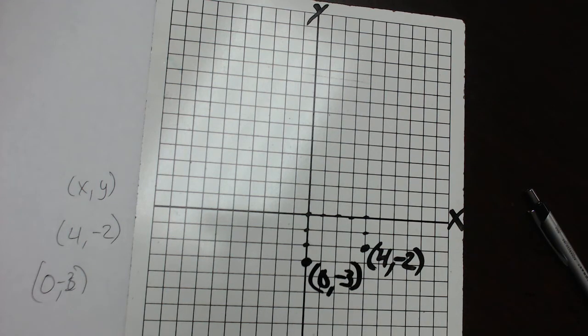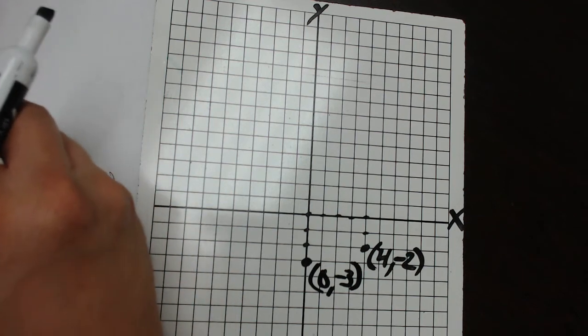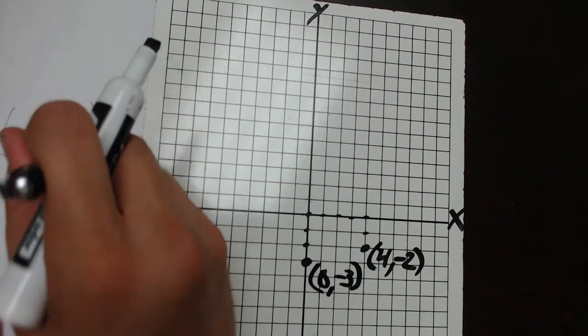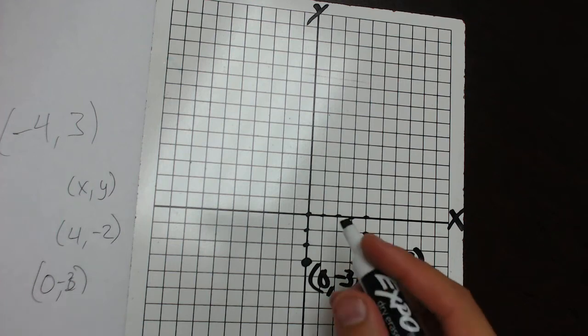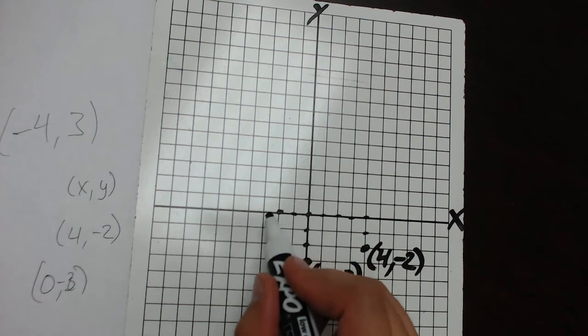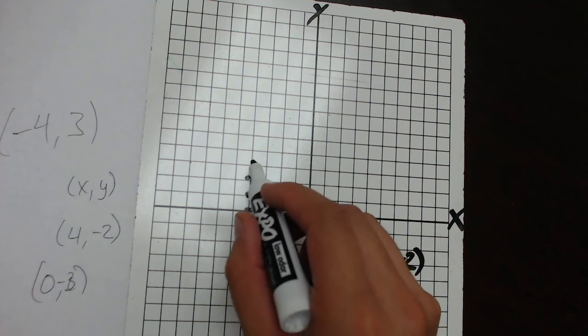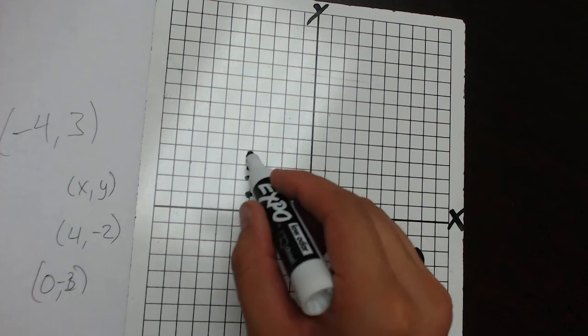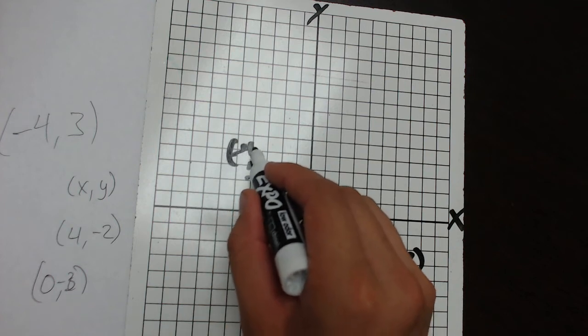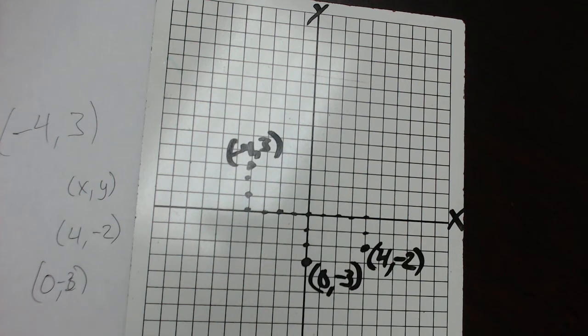Let's try another one. Let's do -4 for x and +3 for y. So for -4 x, I'll go over 1, 2, 3, 4 left. And then I will go up 1, 2, 3 for +y. So this point is -4, +3. That's how we graph on a coordinate system. It's not very difficult, and that's all we need to learn here.